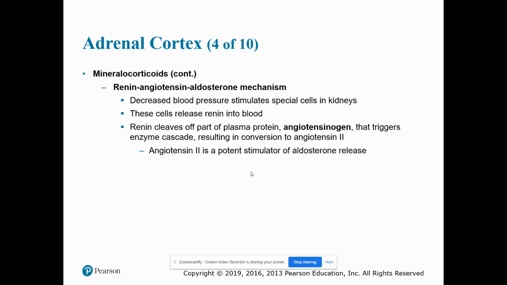The renin-angiotensin-aldosterone mechanism is one we spend a little bit more time talking about when we get to the urinary system, but here we will talk about it as well. First of all, there are special cells in the kidneys, and if there is a decrease in blood pressure, it's going to stimulate those special cells in the kidney to release something called renin into the blood. Renin is going to cleave off part of the plasma protein angiotensinogen, which is going to trigger an enzyme cascade, which is going to result in conversion to angiotensin 2. And then angiotensin 2 is a potent stimulator of aldosterone release.